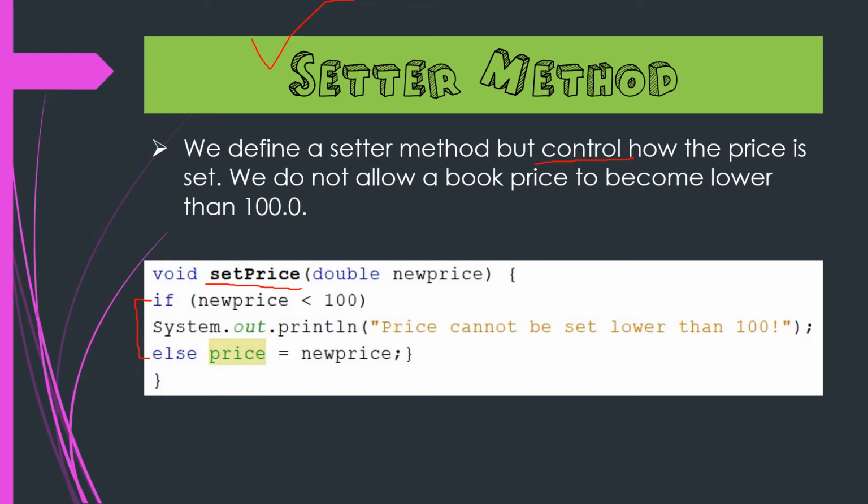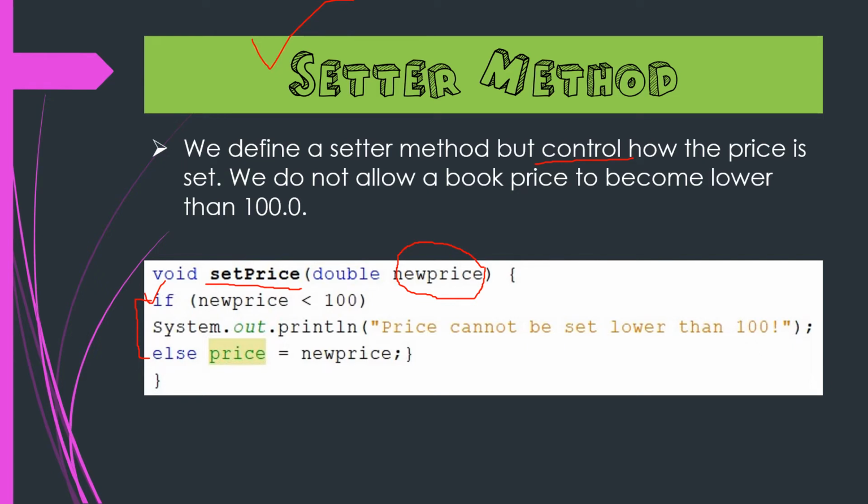Basically this new price is the value of what will be the price of the book, and on the basis of this value it will be decided whether it is acceptable or not. So here we have provided the condition for the same using the if else statement. Here you can see we have used the if else statement.